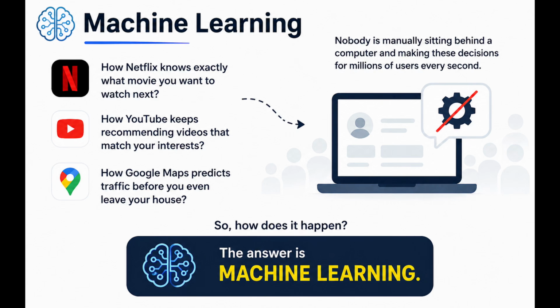Think about it for a moment. Nobody is manually sitting behind a computer and making those decisions for millions of users every second. So, how does it happen? The answer is machine learning. And here is something fascinating.